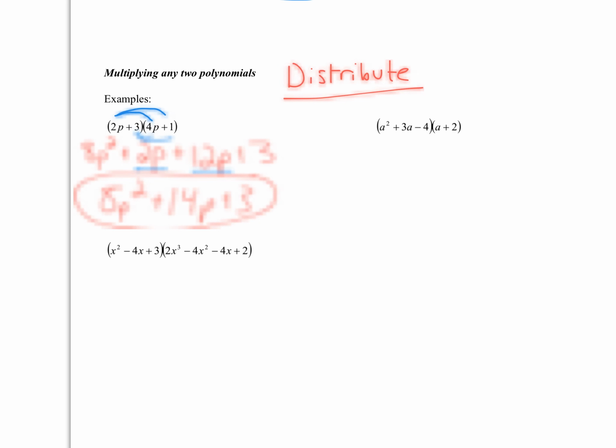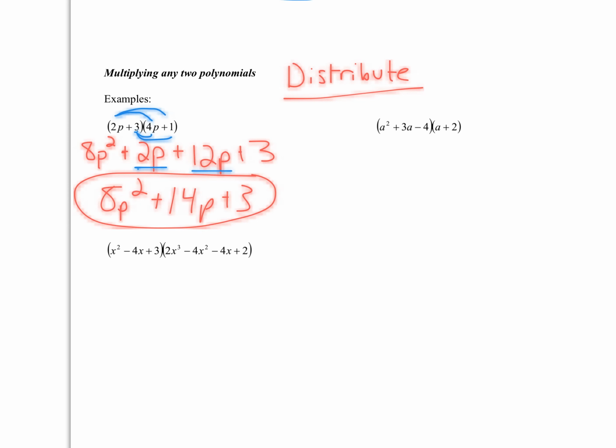2p times 4p gives me 8p squared. 2p times 1 gives me positive 2p. Now we need this 3 to be multiplied by 4p and by 1. That gives me 12p plus 3 times 1 is 3. Everything is now distributed, so we can look to combine like terms if possible, and we can with 2p and 12p. Those two combine, right? So we have 8p squared. 2 and 12 give me 14p plus 3.